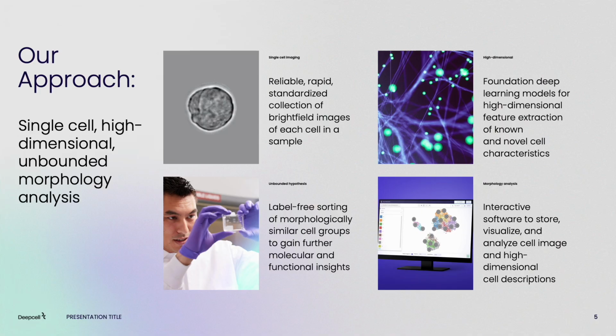At Deepcell, our approach to morphologics is to provide single-cell, high-dimensional, unbounded morphology analysis. We offer reliable, rapid, and standardized collection of bright field images of each cell in a sample. We have foundation deep learning models for high-dimensional feature extraction of known and novel cell characteristics. We incorporate label-free sorting of morphologically similar cell groups to gain further molecular and functional insights. And lastly, we offer interactive software to store, visualize, and analyze cell images and high-dimensional cell descriptions.